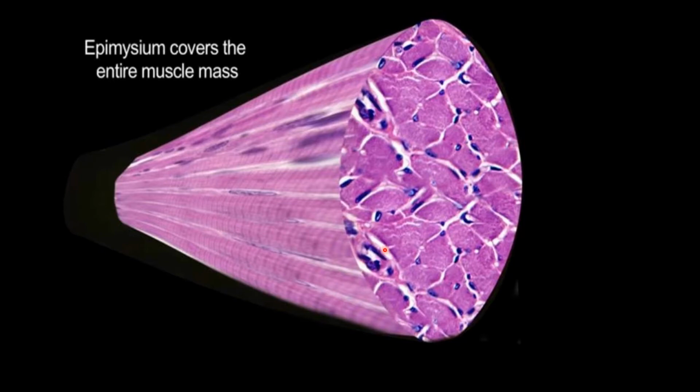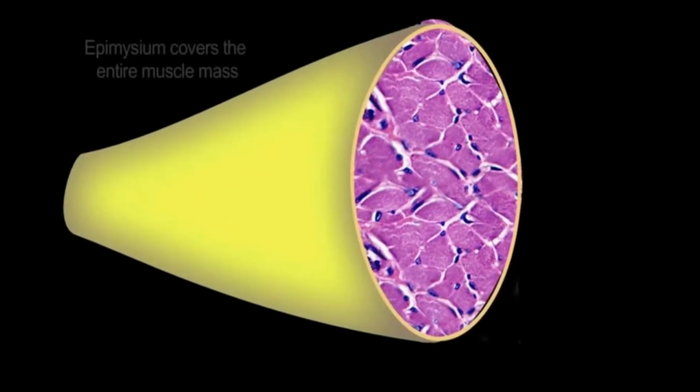Again, this is the entire muscle mass. This entire muscle mass is covered by a layer of connective tissue which is called epimysium. Epi means outward, the outer layer. That is, the whole muscle mass is covered by a connective tissue layer. So this yellow layer is composed of connective tissue. This connective tissue layer is called the epimysium.